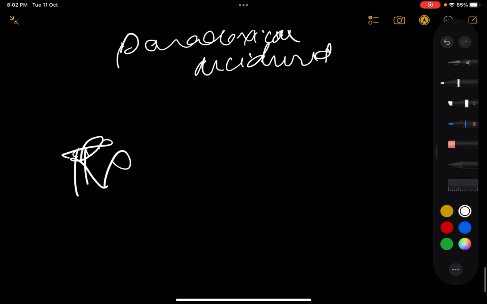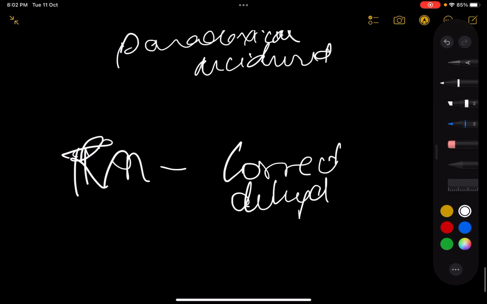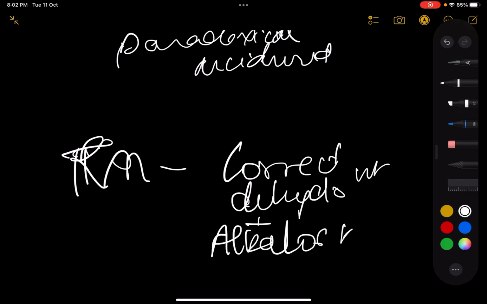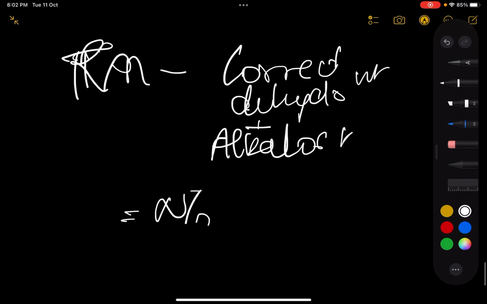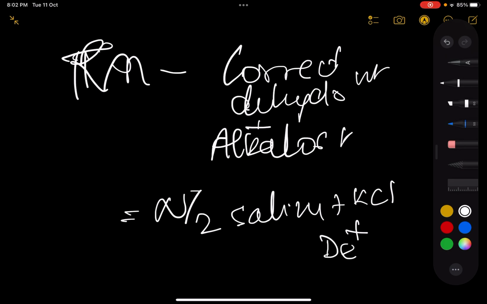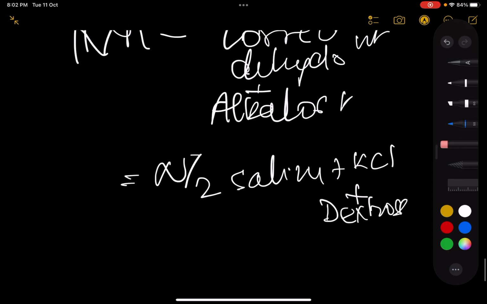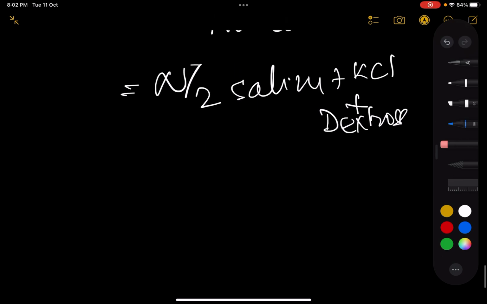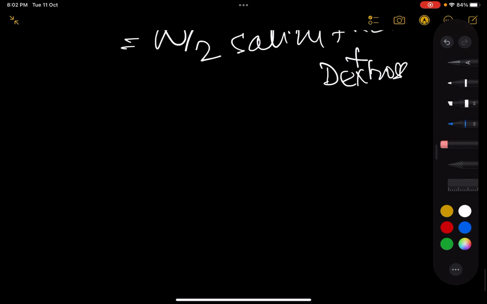After that, how do you want to treat the patient? You first want to correct the dehydration, and you want to correct the alkalosis. After that, you give N by 2 saline or Ringer's lactate, and you give KCl because of hypokalemia, and then you give dextrose, so that sodium absorption is increased and you do not need RAAS to be activated.